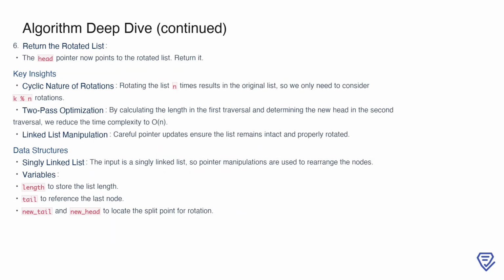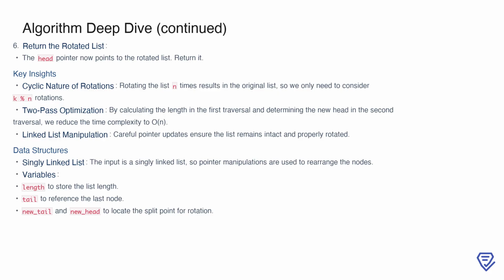Once we've located the new head and tail, we can perform the rotation. First, we disconnect the rotated section from the rest of the list by setting the next pointer of the new tail to none. This ensures that the list is properly split at the right point.